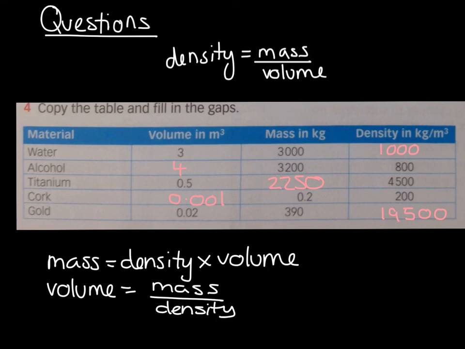So here you've got the answers. I've given you your density equation, and if you want to check that you've rearranged it correctly, we've got mass equals density times volume, and volume equals mass divided by density. So that's density covered. If you've got any questions, let me know. Try some practice questions, and off you go.